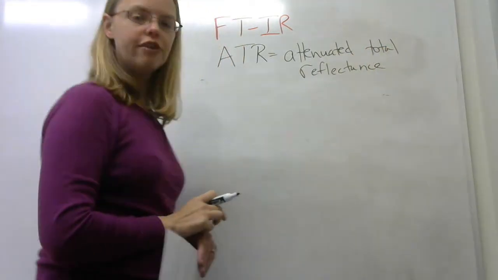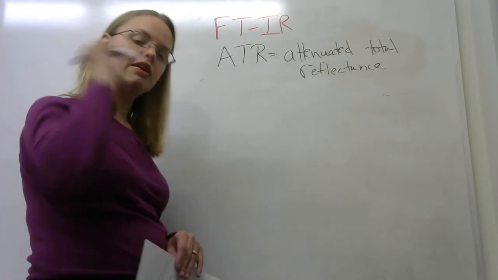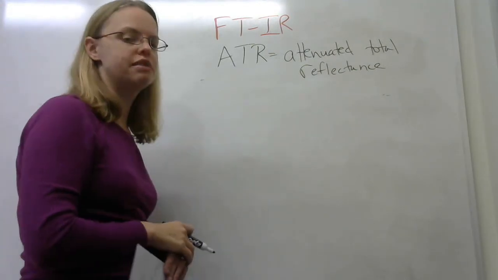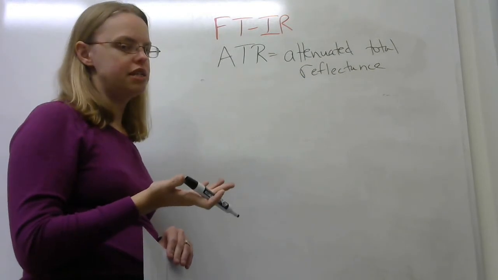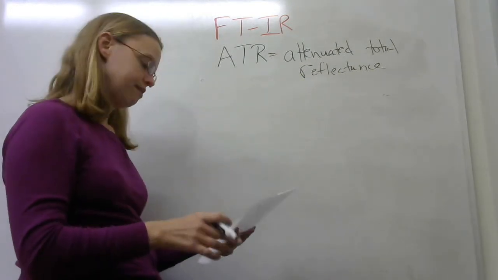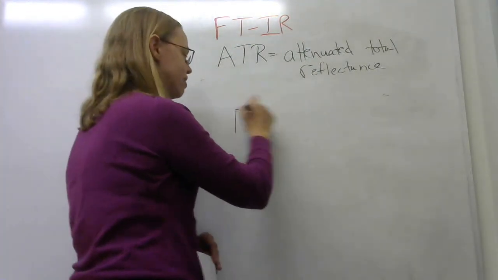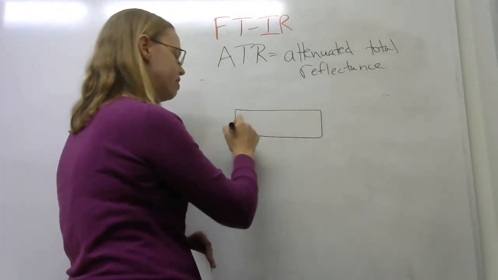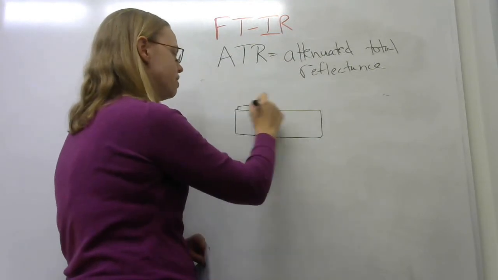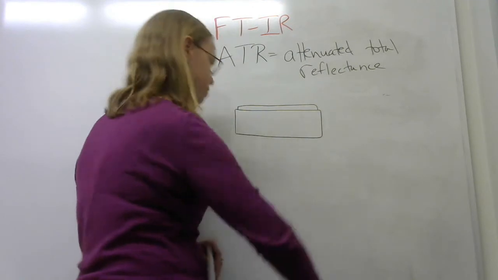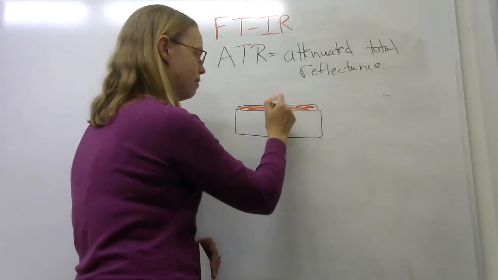So normally for a sample, for any type of absorbance, FTIR or UV-vis, you shine your light through, you see how much is absorbed. And as we all know from Beer's law, absorbance is proportional to the path length. Well, in attenuated total reflectance, what they have is some sort of ATR cell, is what they usually call it. And then you put your sample, let's put our sample in red, on top of it.